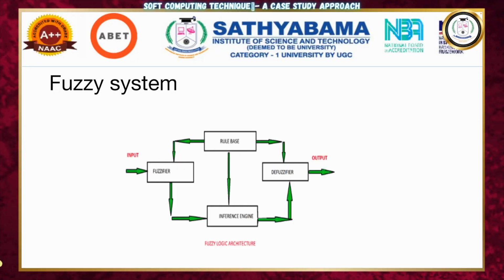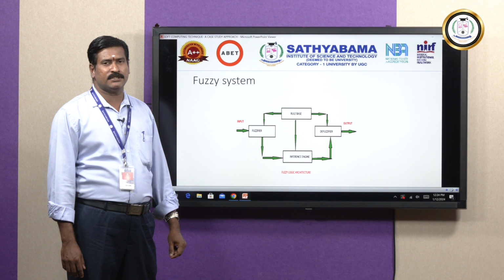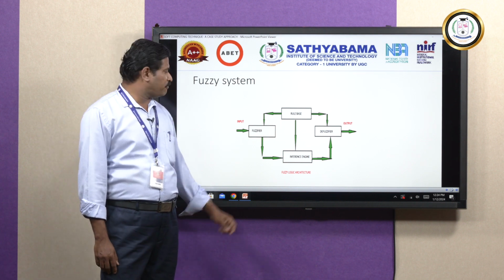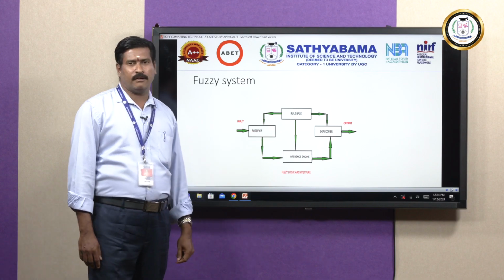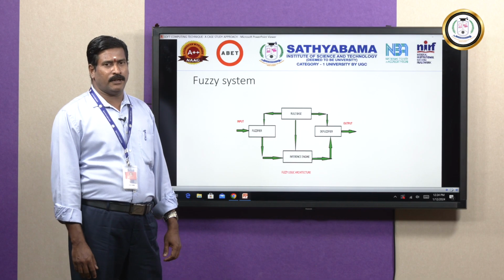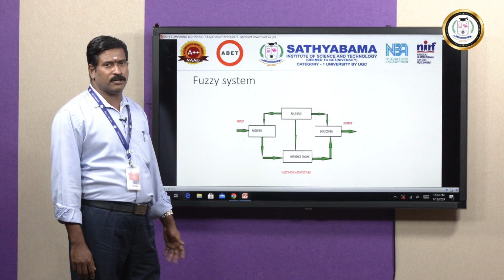Coming to the fuzzy system, a fuzzy system is one in which we have the input in the form of a fuzzifier. Fuzzifier means it will convert the crisp inputs into fuzzy inputs. Then we have the fuzzy rules, which are validated by the inference engine. There is a block called a defuzzifier which will convert the fuzzy variables into crisp values.